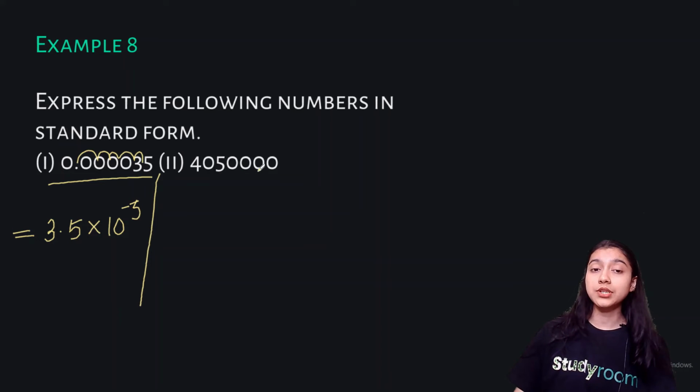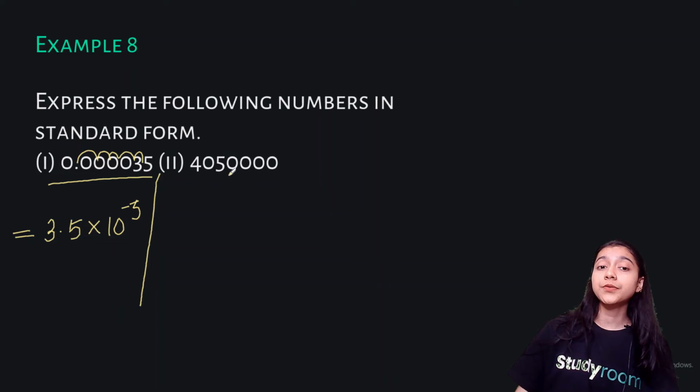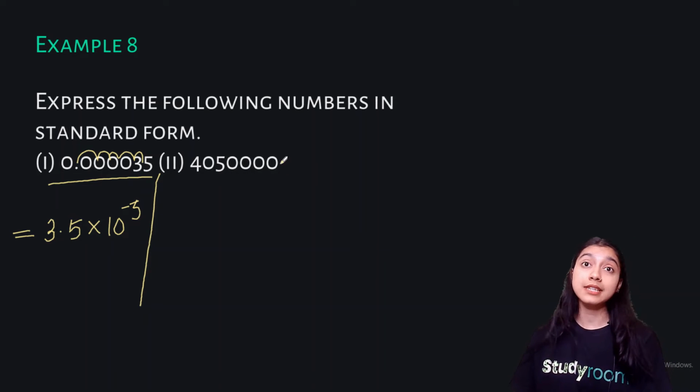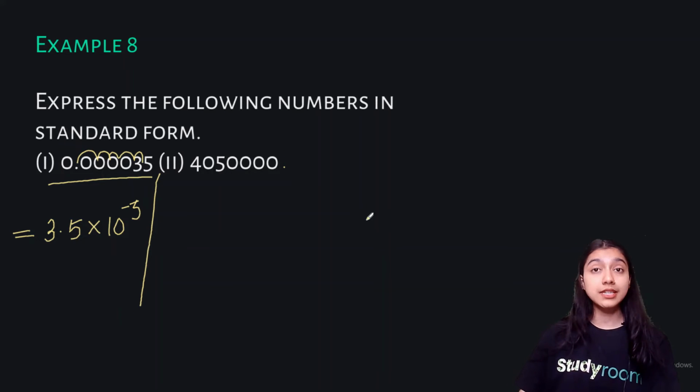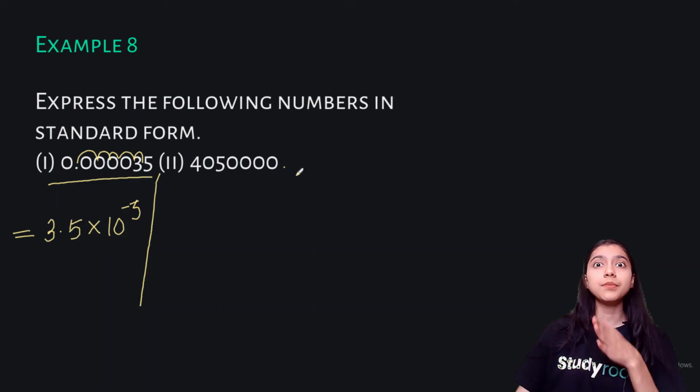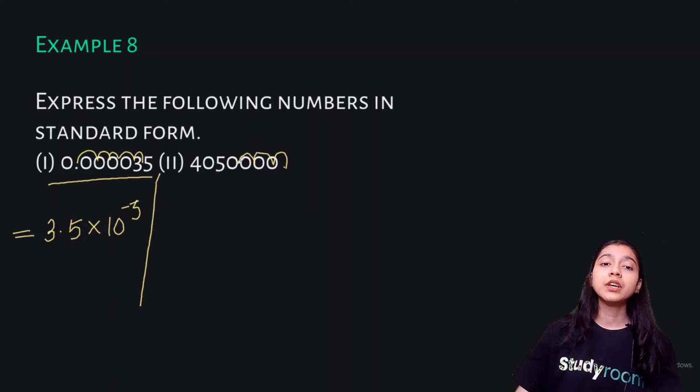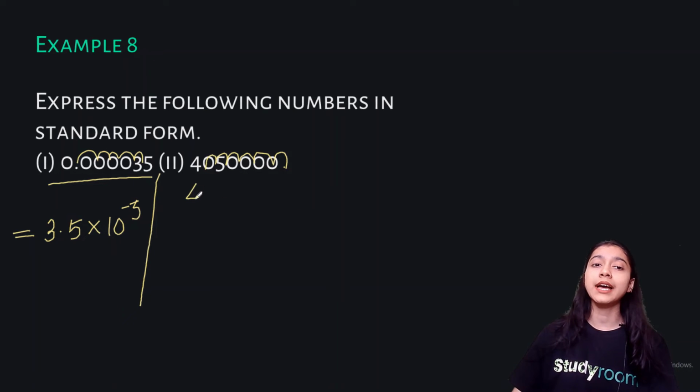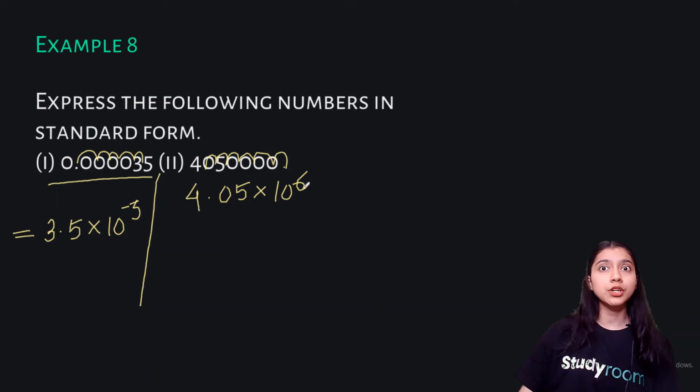Now in this question, we have to express 4050000 in standard form. So in this number, the decimal point is over here. We have to shift the decimal point towards the left hand side. So we have to shift it 1, 2, 3, 4, 5, 6 places towards the left. So the answer will be 4.05 multiplied with 10 to the power of 6. It will be positive because we have shifted it towards the left hand side.